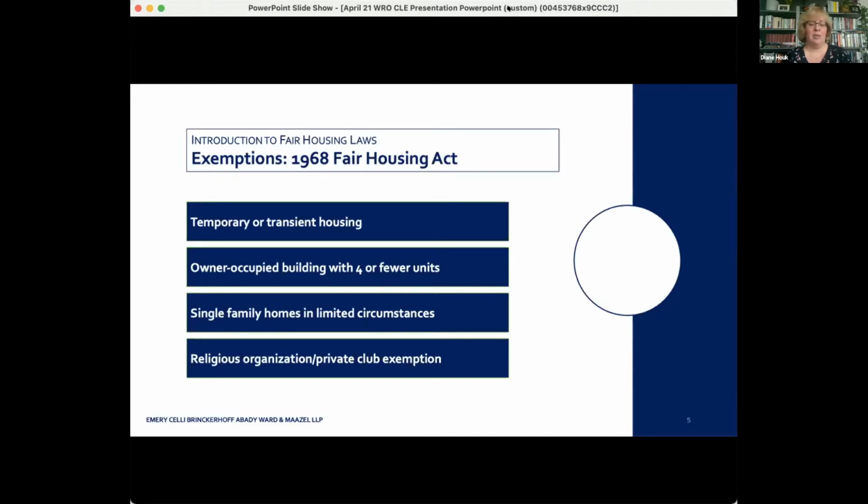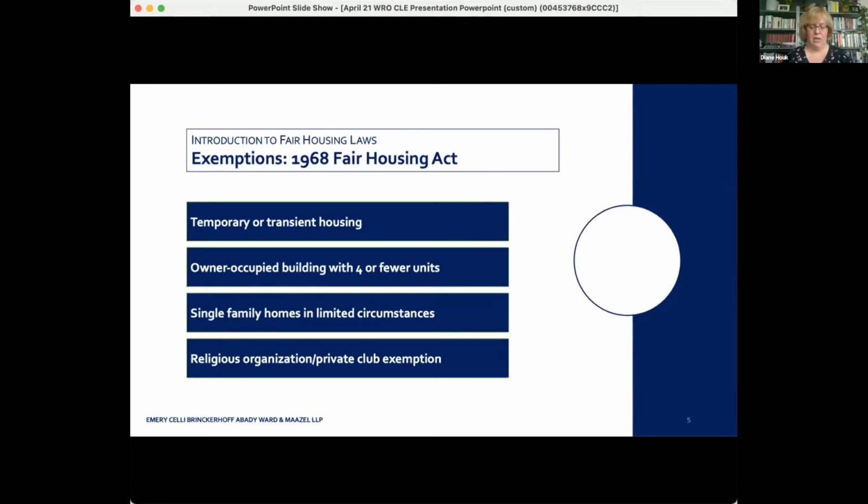And single-family homes, similarly, once again, if a broker is retained and that broker begins to market the home and is involved in the transaction, then the exemption is lost as well. And the most narrow of all is the religious organization and private club exemption. It's very, very difficult to claim these successfully, and the elements that are required for them are written out in the statute.